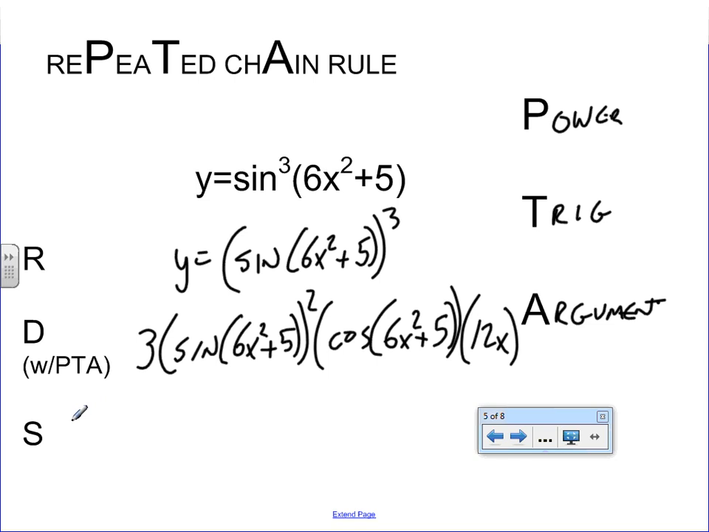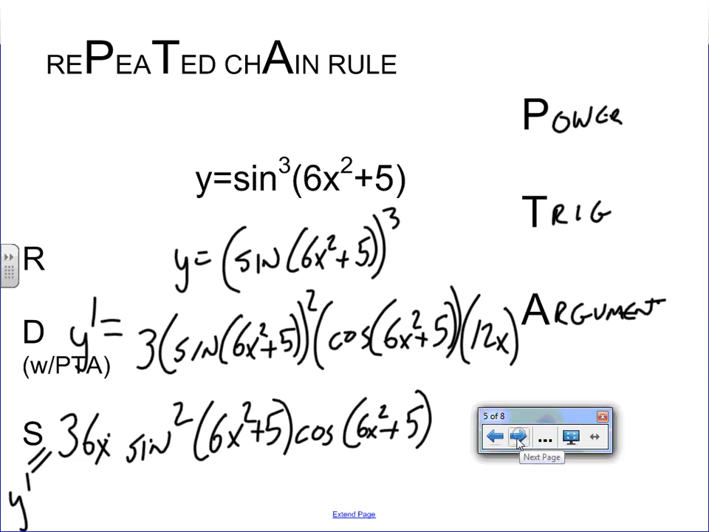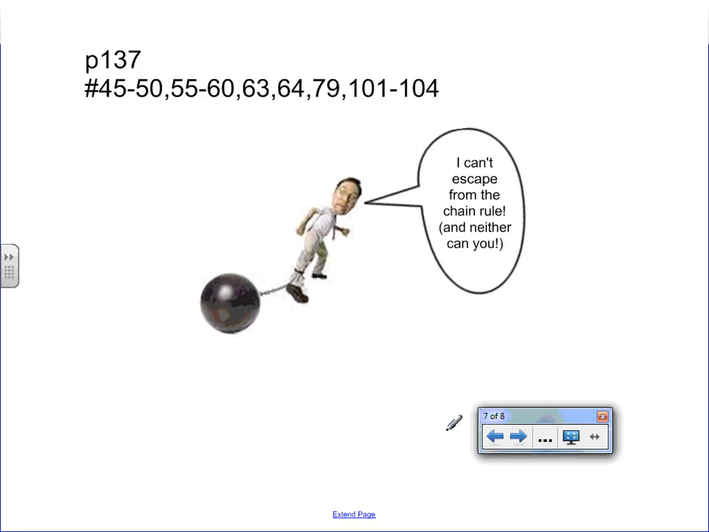Then we simplify, and I would probably simplify this as 36x sine squared of 6x squared plus 5, cosine of 6x squared plus 5. Call it done. And because I've taken derivatives, I need to write that y prime equals, there we are. So, repeated chain rule: power, trig, argument, PTA. That's the end, really.